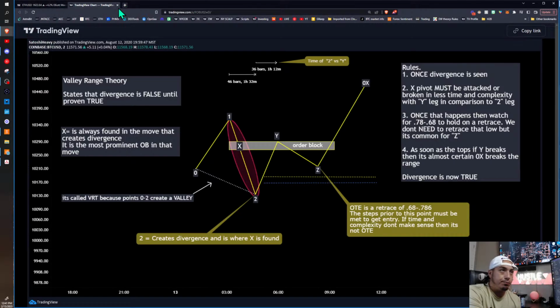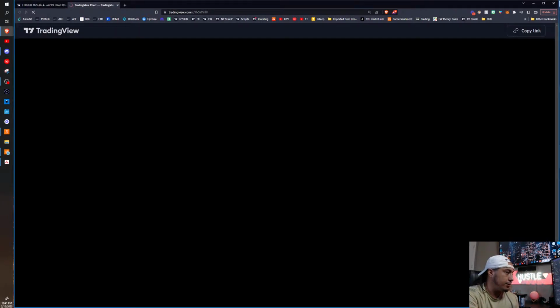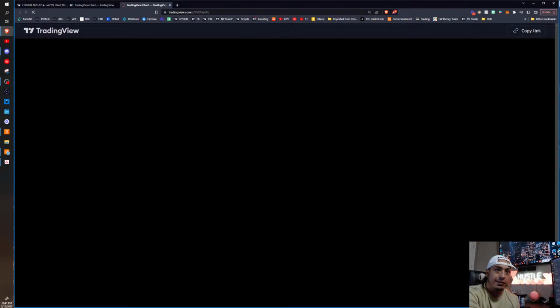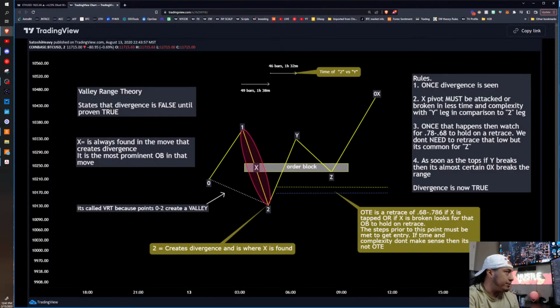There are many different versions of divergence, but they're all the same, right? This one indicates where it actually breaks over that order block and holds that retracement. Usually when you break over that order block that we signify as X, it'll hold it on retrace. Usually when you hit the order block and stay below it, like wick through it but close below it, you'll probably retrace to your 786. And again, there are multiple variations of this stuff.